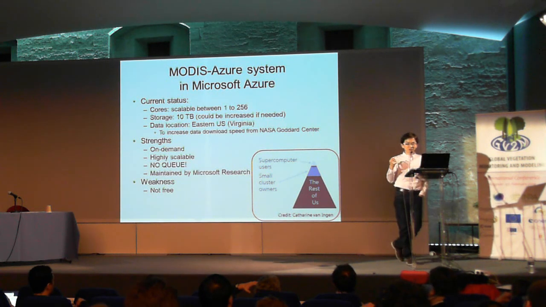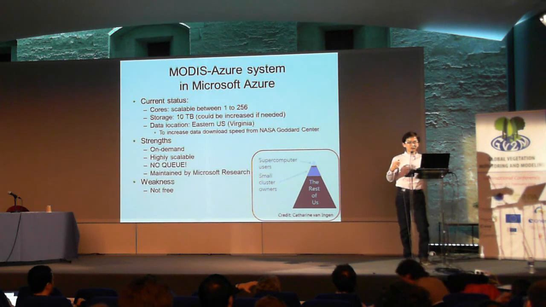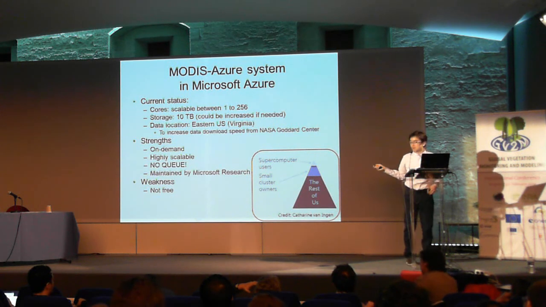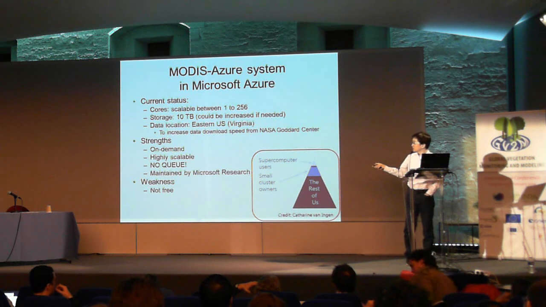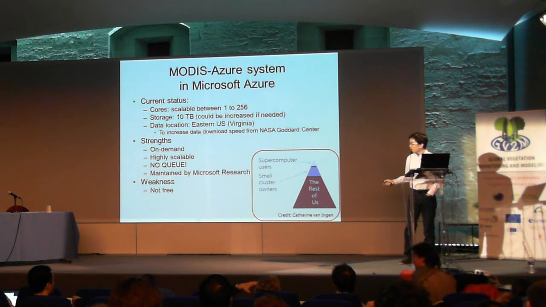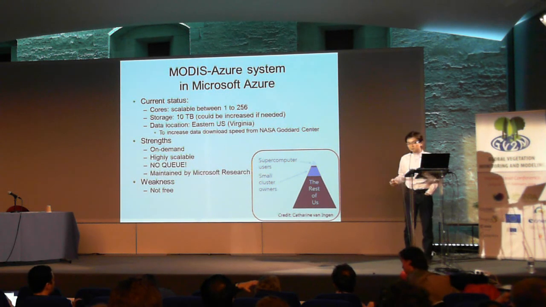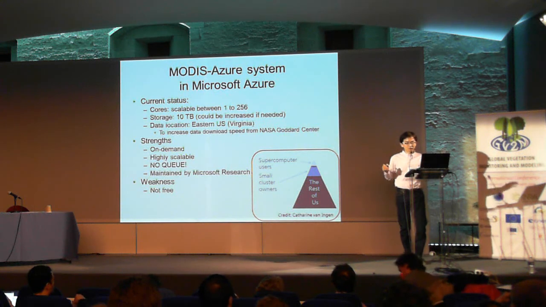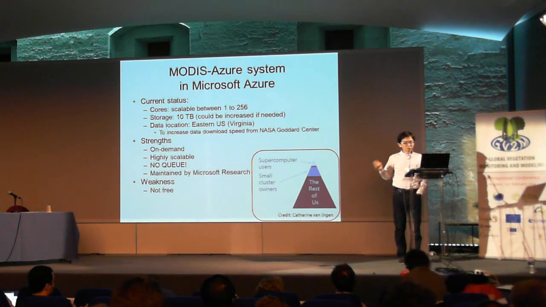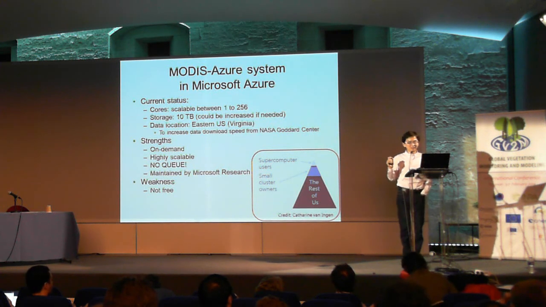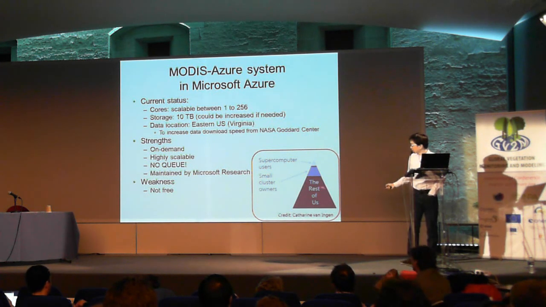The strength of cloud computing is that it is on demand and highly scalable. No queue. I think this is very important. A supercomputer is very fast, but in the end, there is a very long queue. But cloud computing is already just ready. Just click, and then it works. I can use this resource, and it's maintained by Microsoft, not by myself, so I am free from the management. The weakness is that it is not free, but relatively cheap, I believe.